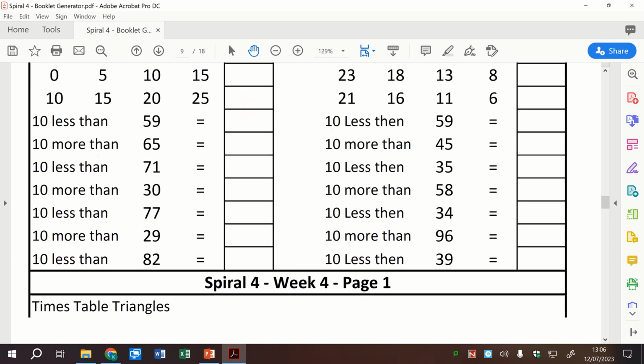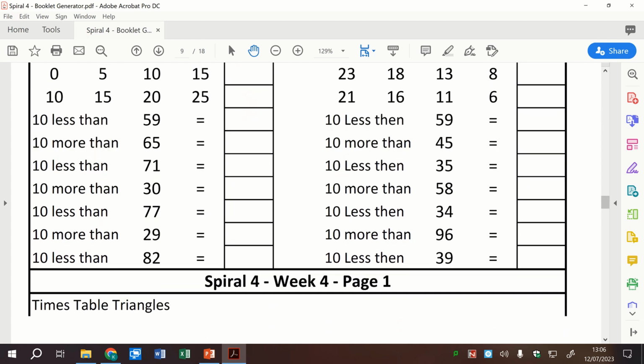I hope so. So what is 10 less than 59? Okay, that's 49. So we keep the units the same and we just reduce the tens column. 10 more than 65, well, the tens column there is a 6, so that becomes 75 because we make that one bigger. 10 less than 71. Okay, so we're interested in the 7. We make that one smaller, it's 61.